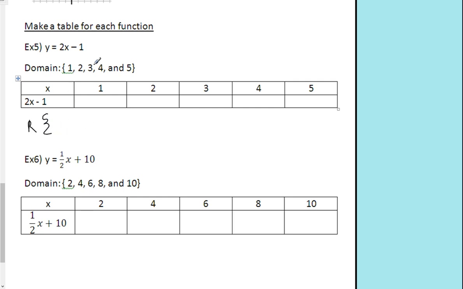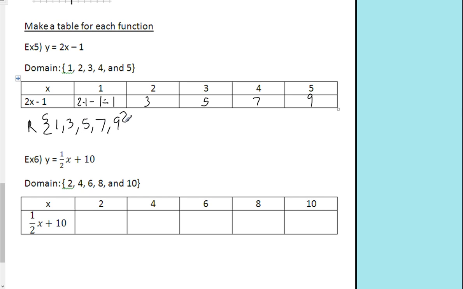So first step, I put a 1 in for x. So I get 2 times 1 minus 1. Well, 2 times 1 minus 1 is 1. Do it again. 2 times 2 minus 1 is 3. 3 times 2 minus 1 is 5. 4 times 2 minus 1 is 7. 5 times 2 minus 1 is 9. Okay? What is my range? 1, 3, 5, 7, 9.